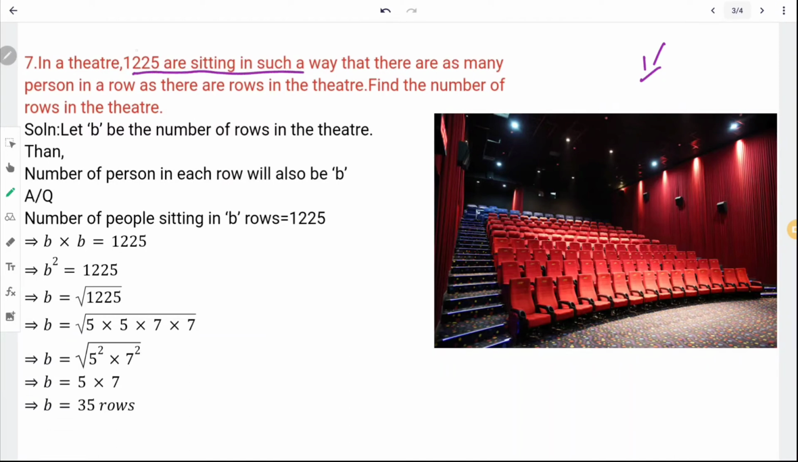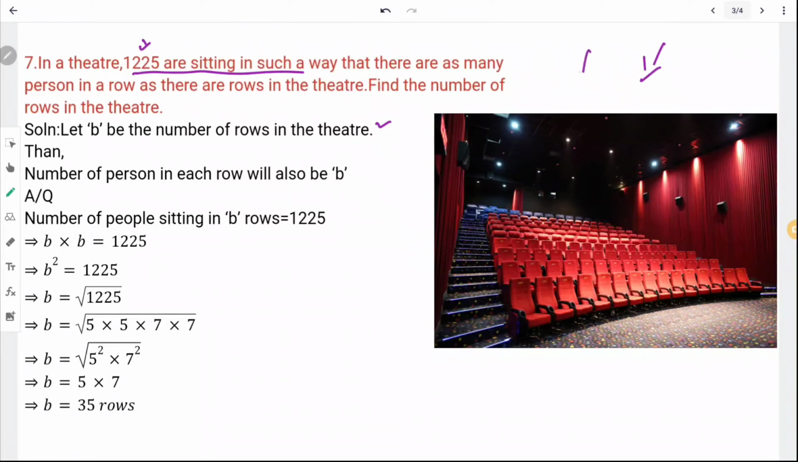1225 people are sitting in a theater in such a way that there are as many persons in a row as there are rows in the theater. Find the number of rows. So from here, once again, I'm taking B to be the number of rows in the theater.